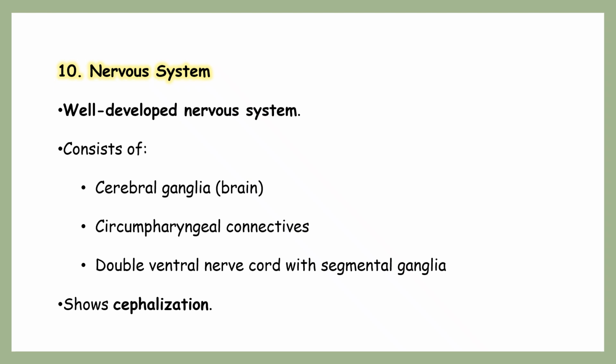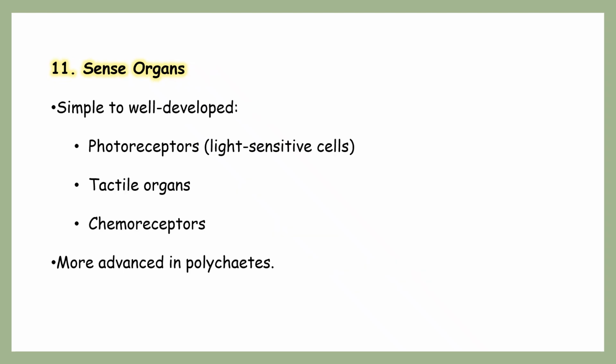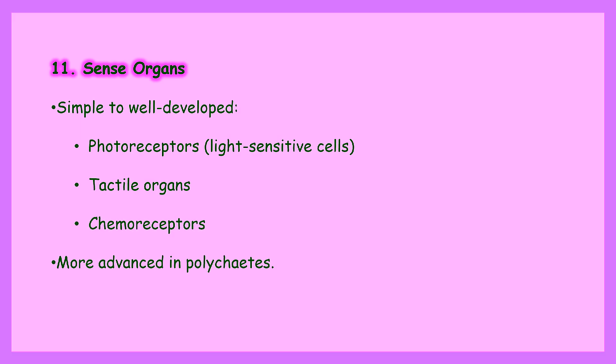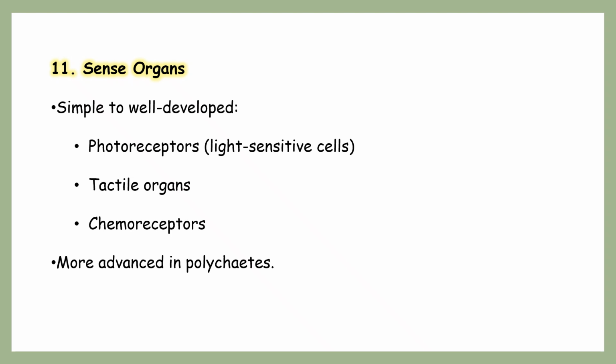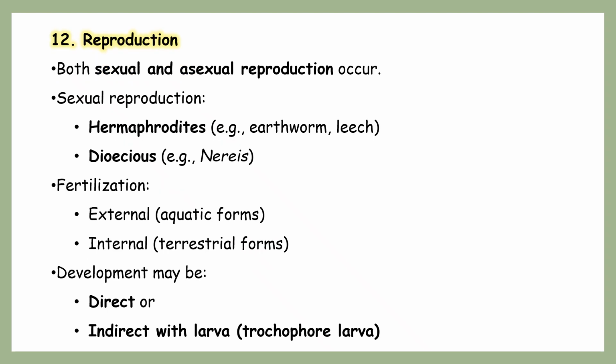So that is why sense organs are also very well developed in this phylum Annelida compared to the previous phyla. They are simple but a little bit better developed compared to previous phyla like helminths or coelenterates. Coming to the type of sense organs they have, photoreceptors are present, which are sensitive to light, and tactile organs and chemoreceptors are also present in phylum Annelida.